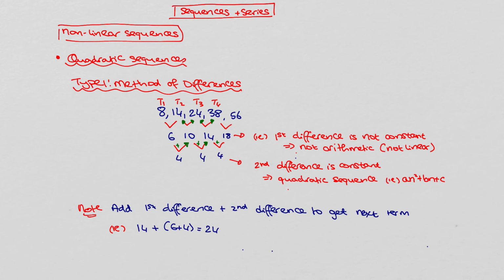So 14 is term 2 plus the first difference and the second difference will give me the third term. And 24 plus 10 plus 4 is going to take me from the third term to the fourth term, and so on. So let's take one more example there.